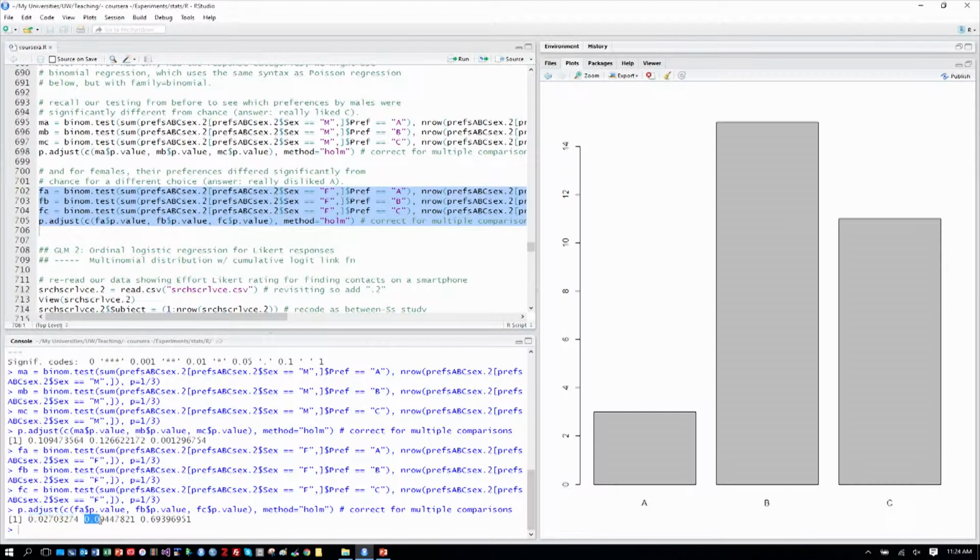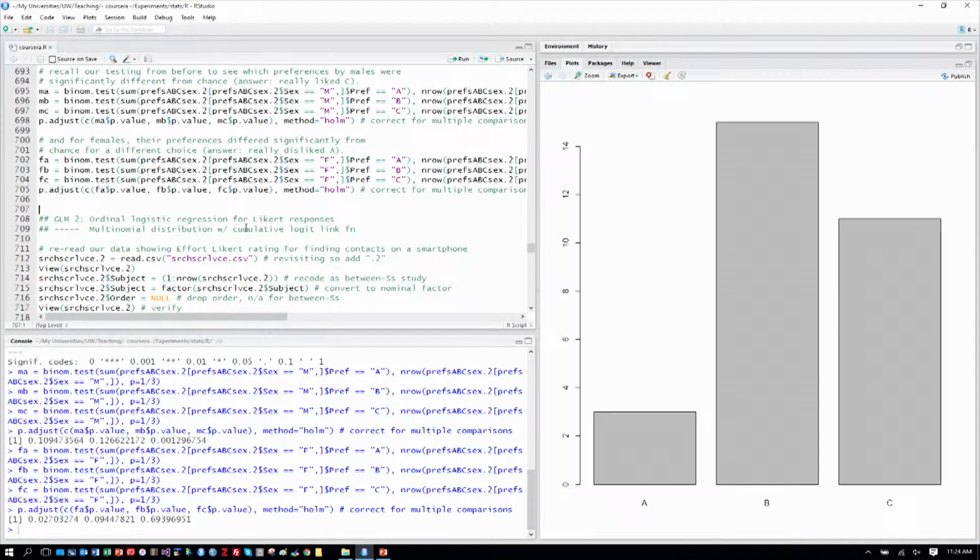Their preference for website B was trending towards significance, but is not significant at the 0.05 level. And their preference for website C is about what we would expect by chance. So the short answer is men really liked website C, whereas women really disliked website A. And that's why sex has a significant effect on website preference.